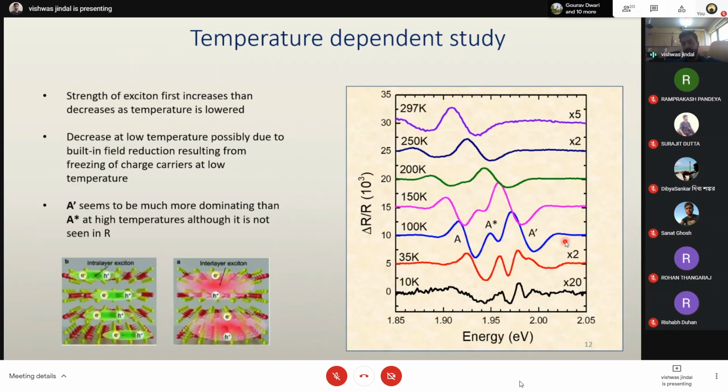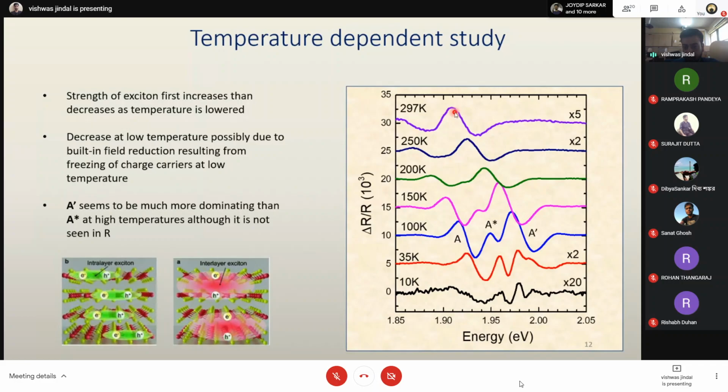So the next study that we did was a temperature dependent photoreflectance. So these are photoreflectances at different temperatures. One thing you see is they are shifting towards higher energy as I'm going down in temperature. That is because the band gap increases. This is a general phenomenon: as you go down in temperature, the band gap increases.